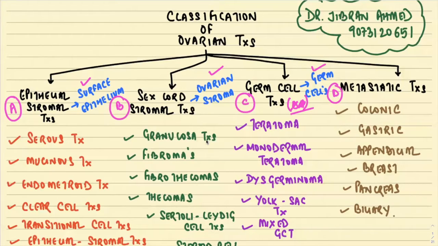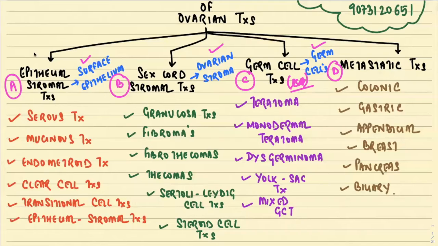Now, among the epithelial stromal tumors, remember, out of all the tumors, as a group, I am saying, as a group, this is the most common group of tumors. So the epithelial tumors comprise around 60% of all the tumors of the ovary. Among the epithelial tumors, you are having serous tumors, mucinous tumors, endometrioid tumors, clear cell tumors, transitional cell tumors, and epithelial stromal tumors.